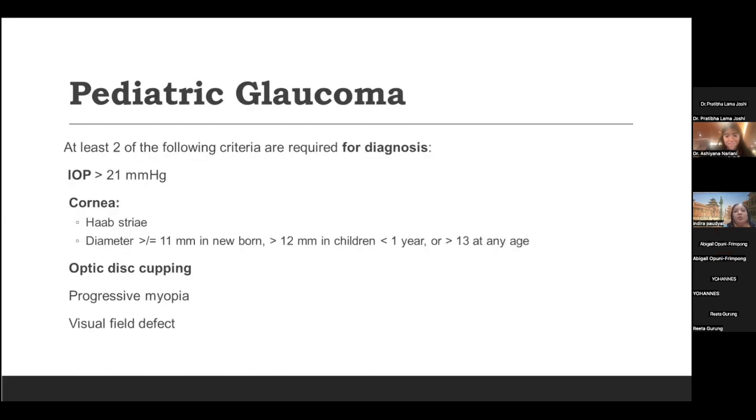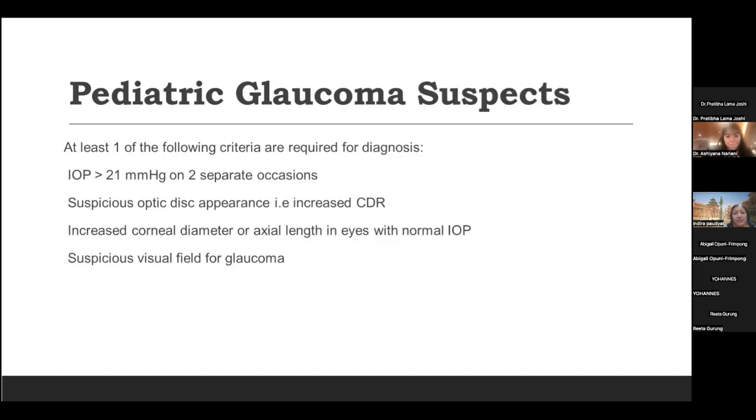For pediatric glaucoma, at least two of the following criteria are required for the diagnosis: intraocular pressure of more than 21 mm Hg, in the cornea Haab's striae, and in the optic nerve there can be cupping, and there can be progressive myopia and visual field defect. So any two can be diagnostic.